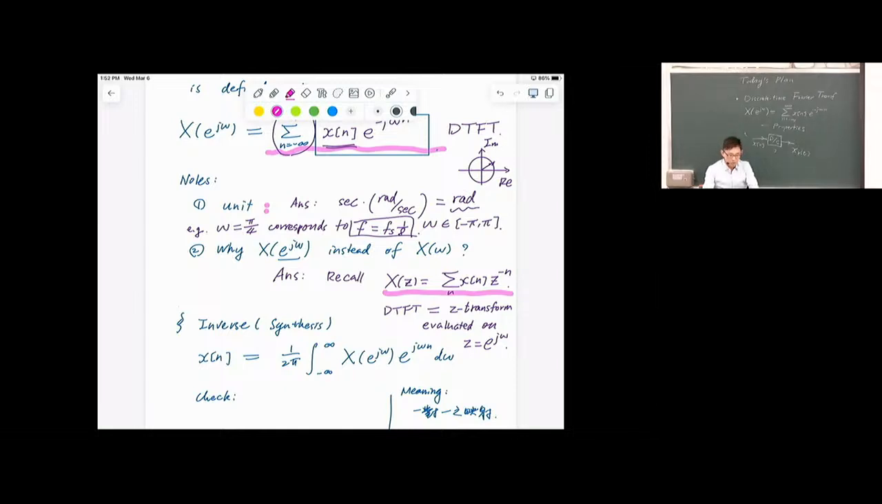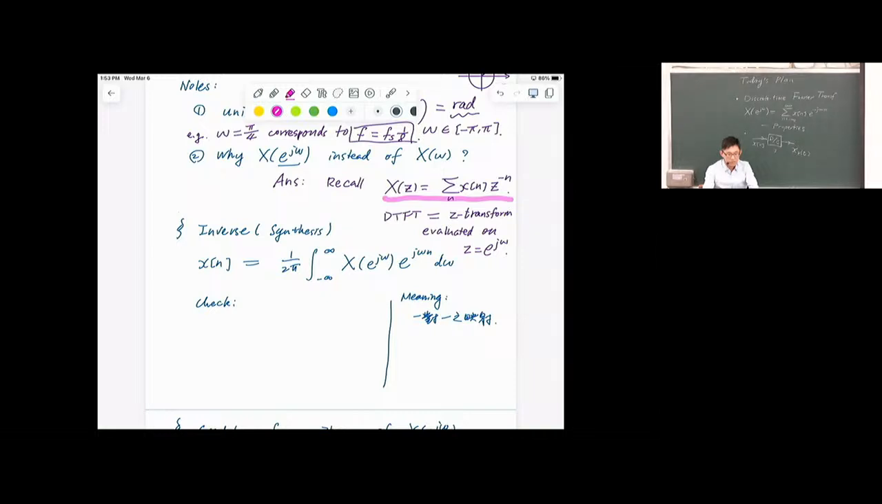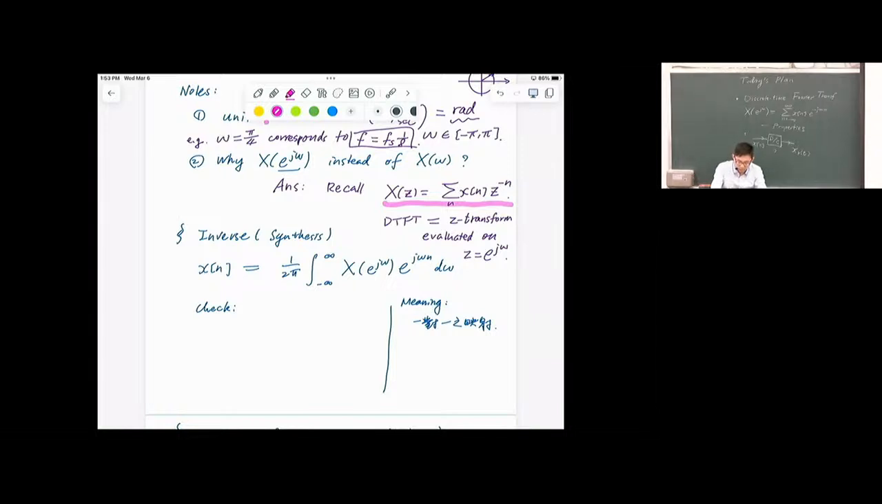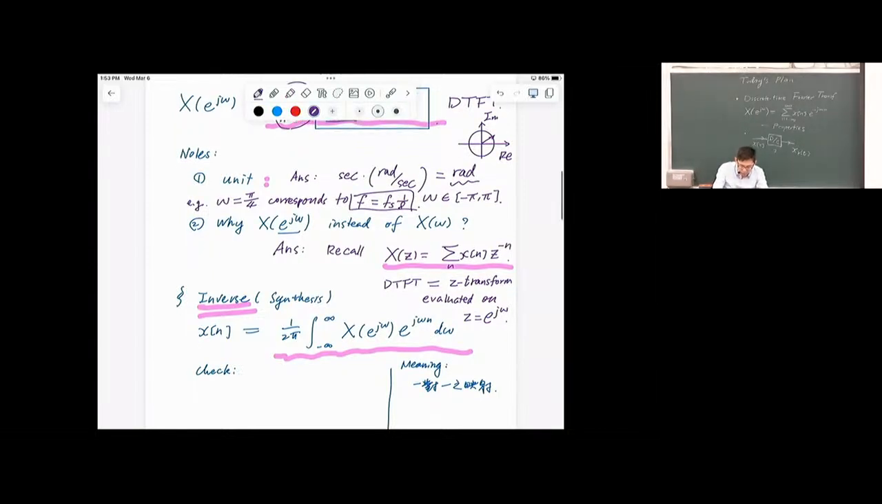Let's now move on to talk about the next step, which is the inverse transform. You can go from time to frequency, and you can go back from frequency to time. Given a spectrum, can we construct a signal back in the discrete time domain? It turns out that the inverse transform can be expressed by this. This is the inverse DTFT, which goes from frequency to time.